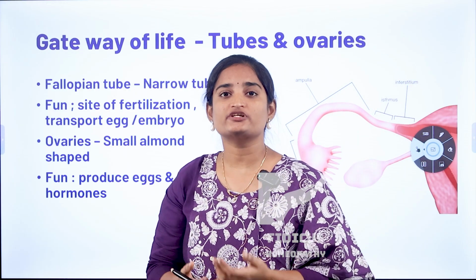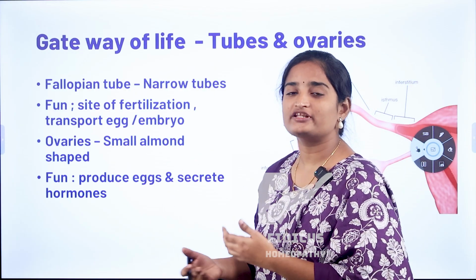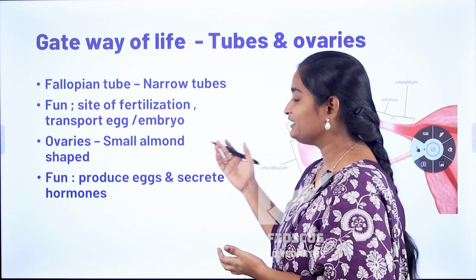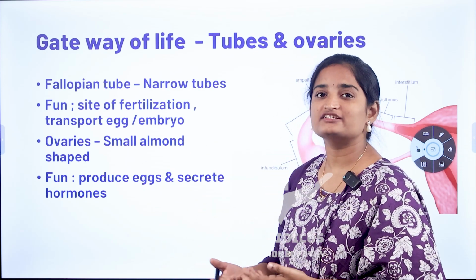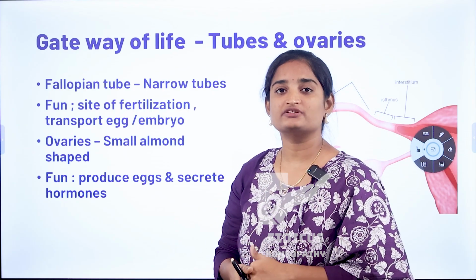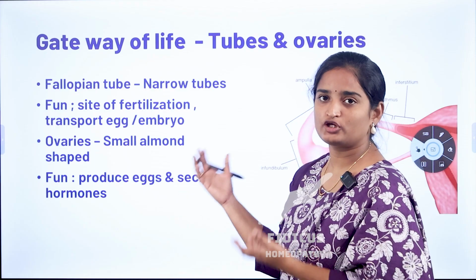Hormone secretions like estrogen and progesterone. These hormones regulate our body cycles like the menstrual cycle, and also fertilization and pregnancy. These hormones maintain these functions. Any imbalance in these hormones can cause difficulty in conceiving and also problems in the menstrual cycle. This is all about the ovaries and the fallopian tube.